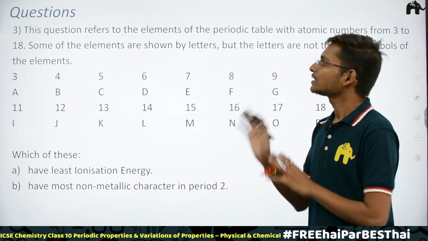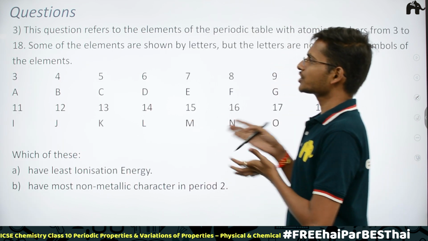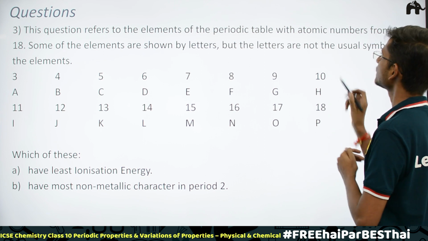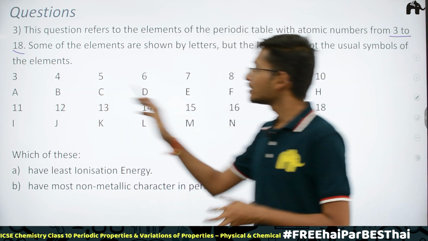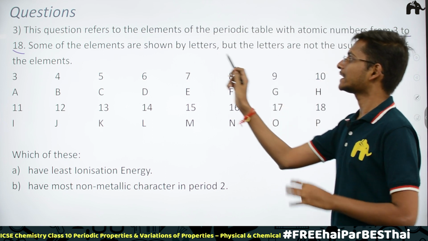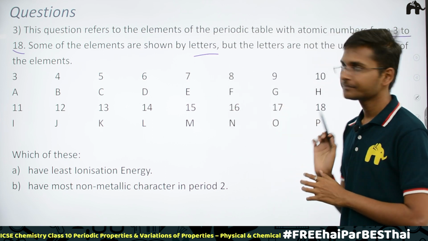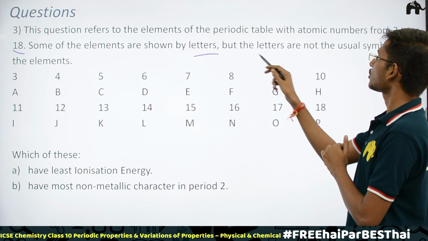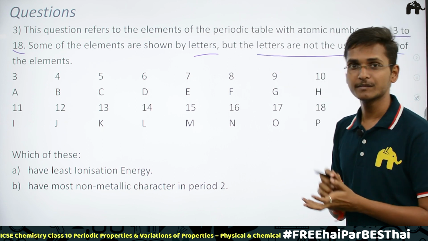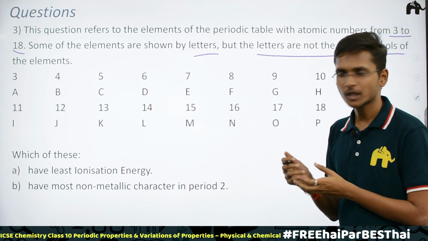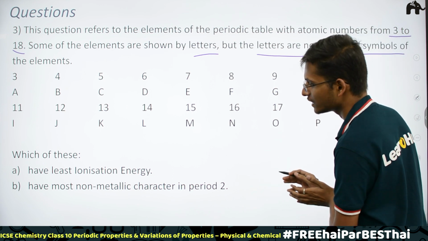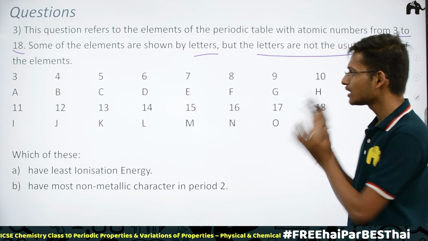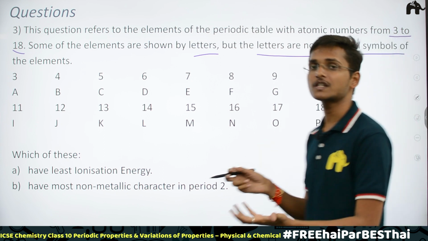Next is question number 3. This question refers to the elements of the periodic table with atomic numbers from 3 to 18. Some of the elements are shown by letters, but the letters are not the usual symbols of the elements, so don't get confused with them. Now, which of these have least ionization energy? So they are asking us, among all these elements, which have the least ionization energy.